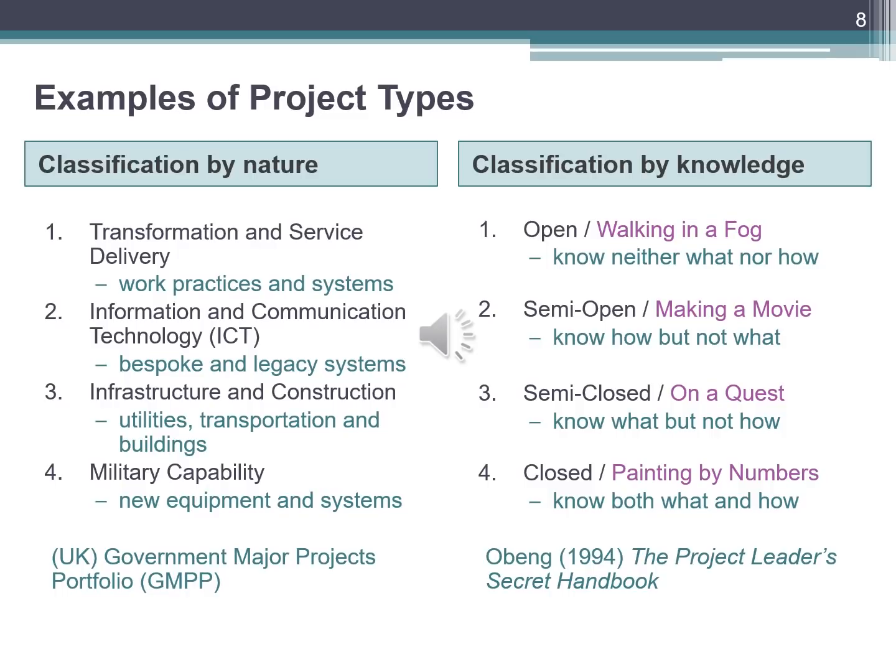GMPP projects are classified into one of four useful but not exhaustive categories determined by the purpose and nature of their delivery. The first one is transformation and service delivery, which comprises work practices and systems. The second one is information and communication technology (ICT), which covers bespoke and legacy systems. The third one is infrastructure and construction, which comprises utilities, transportation, and buildings. The fourth one is military capability, which covers new equipment and systems.